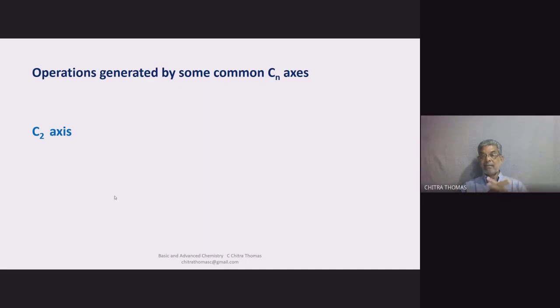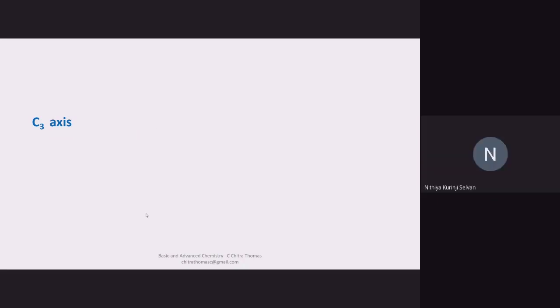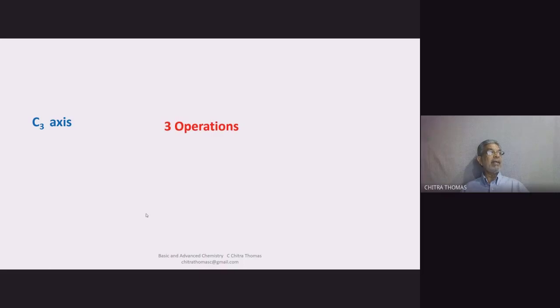A Cn axis can generate n operations. A C2 axis can generate how many operations? The 2 operations, right? This is C2 and C2², which is identity. Then C3 axis can generate how many operations? 3 operations. That is C3, C3², and C3³, which is identity.